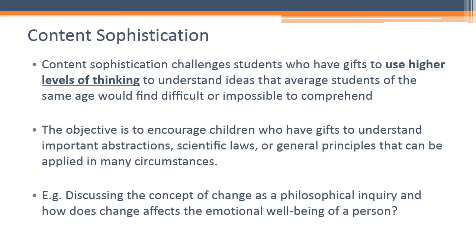Now we will have content sophistication. Okay. So content sophistication challenges students who have gifts to use higher levels of thinking to understand ideas that average students of the same age would find difficult or impossible to comprehend. And the objective of sophisticating the content is to encourage children who have gifts to understand important abstractions, scientific laws, or general principles that can be applied in many circumstances.